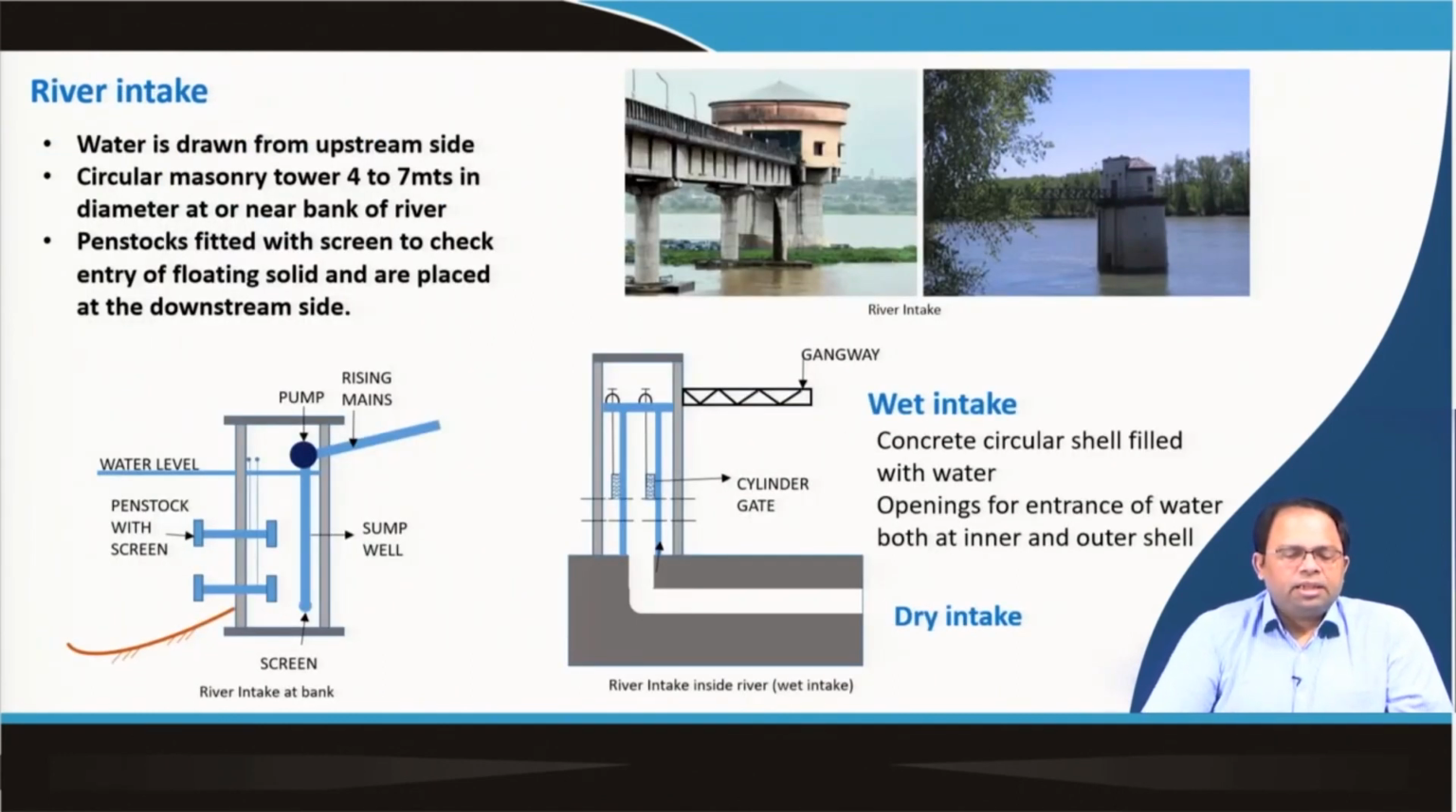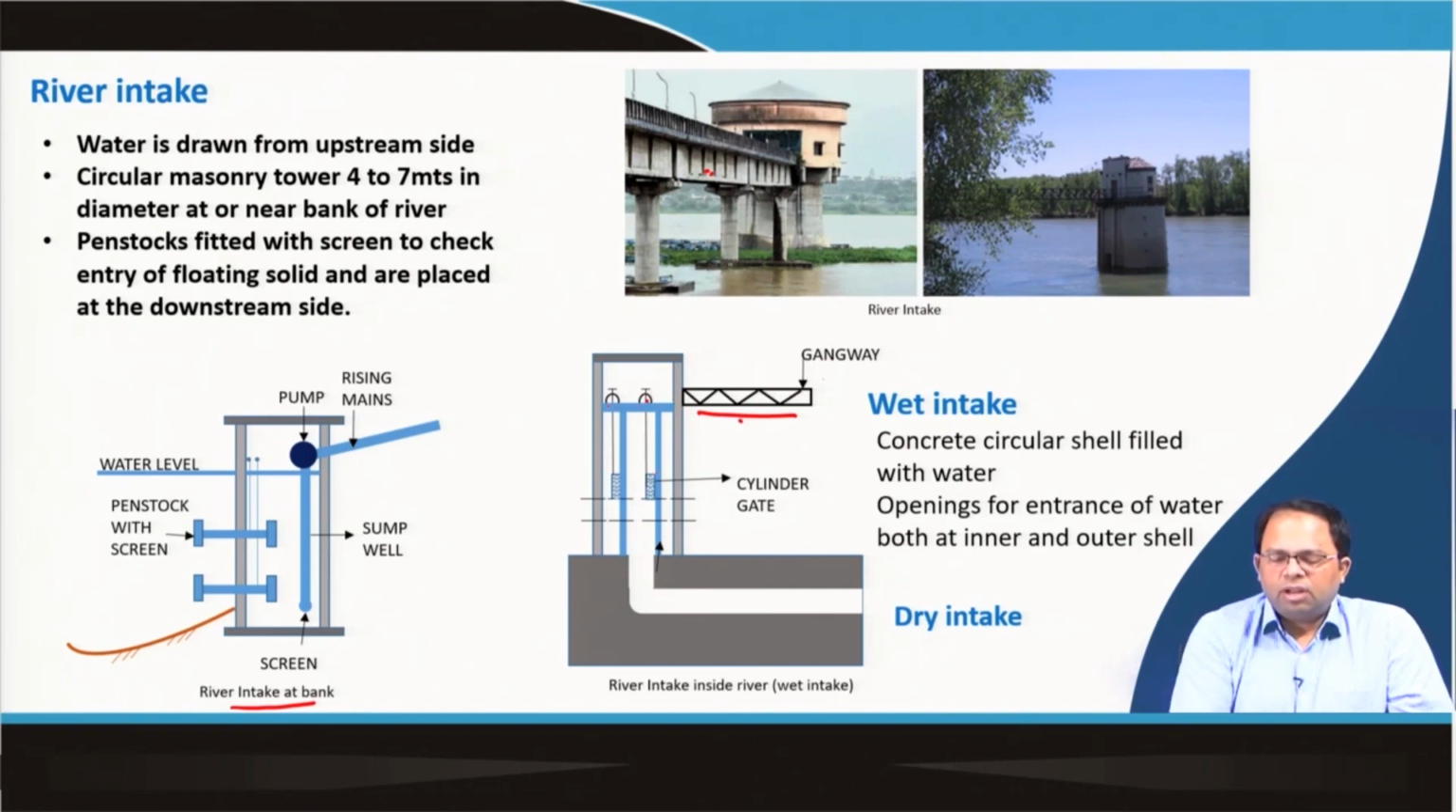Then this is a river intake. You can see the images as well. So, this is a river. This is the river intake which is constructed, and from there we can pump the water out. This river intake is roughly at the bank. It could be just at the bank, or it could be a little bit inside. If it is a little bit inside, then there is a gangway over here, like you can see in this image. That means you can walk into this particular chamber, from where you can control the entry of water.